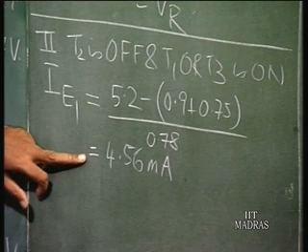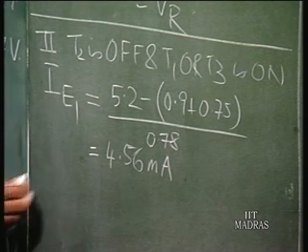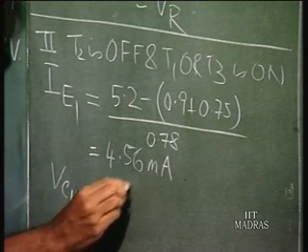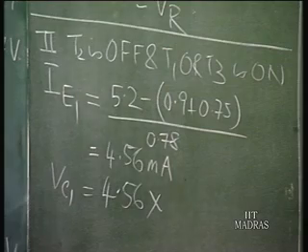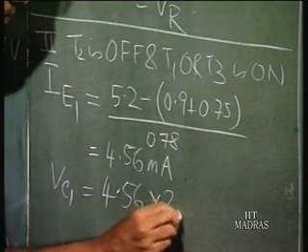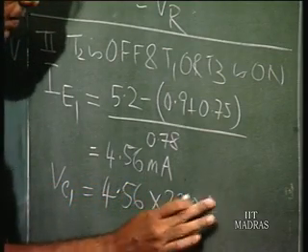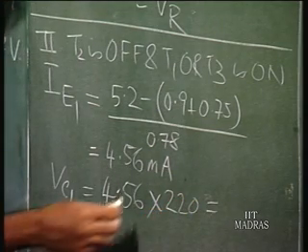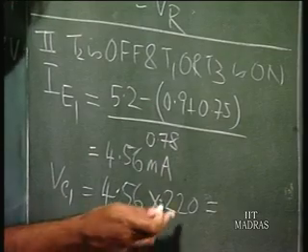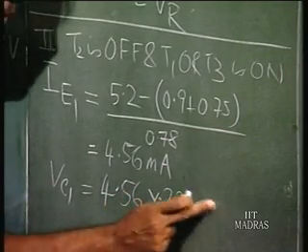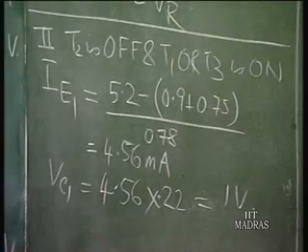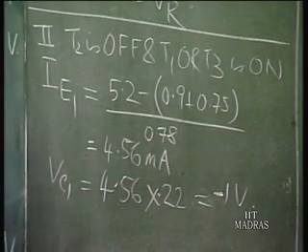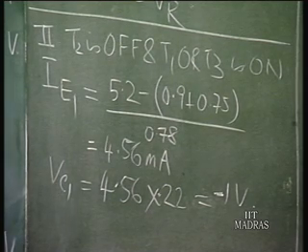Now, what is the output voltage? What is the collector voltage going to be? VC1 is going to be 4.56 into 220 ohms. So, this is milliampere and this is kilo ohms, 0.22 basically. So, this is going to be 1 volt. So, VC1 is minus 1 volt. This is the drop across that resistance.